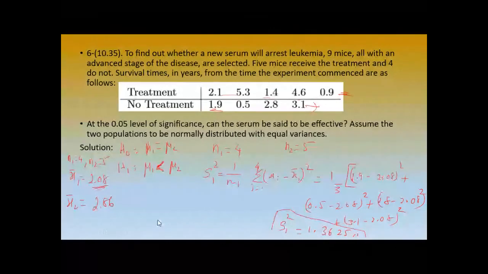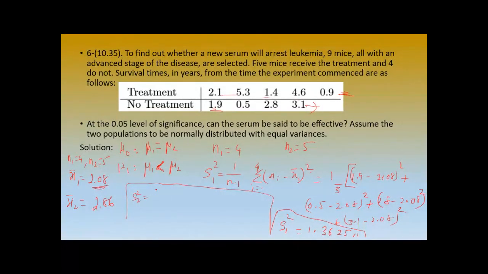Fine. In a similar manner, I'm going to find S2 square. S2 square is 1 over 5 minus 1 times the sum of the squares of the differences: 2.1 minus the mean of the second sample, 2.86, whole square, plus 5.3 minus 2.86 whole square. This should be done for all 5 times. The last is 0.9 minus 2.86 whole square. When you do it using a calculator, the answer for S2 square is 3.883.